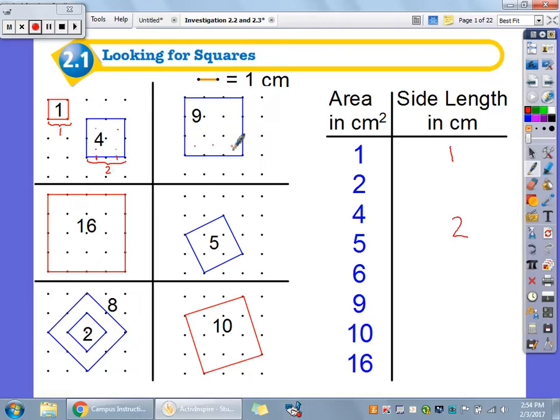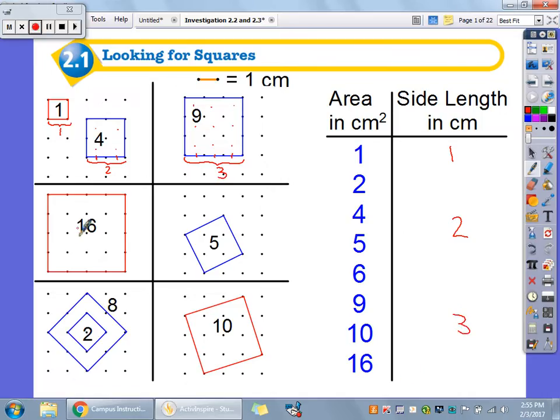Okay, this one we have 9 blocks inside here. So the area is 9. And if we count the side length here, we have 1, 2, 3, because again, we're not counting the dots, we're counting the spaces in between the dots. So our side length is 3.